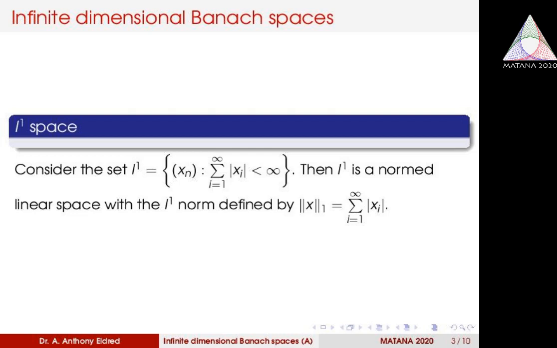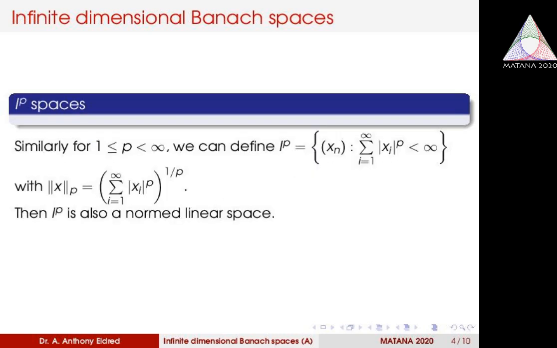In R power n we need not put this condition because it's a finite sum, but here we have to put this condition. So we define a set, small l1, as the set of all sequences such that summation i equal to 1 to infinity modulus of xi is less than infinity. Then l1 will be a normed linear space with this norm. We call it the one norm, defined by summation i equal to 1 to infinity modulus of xi.